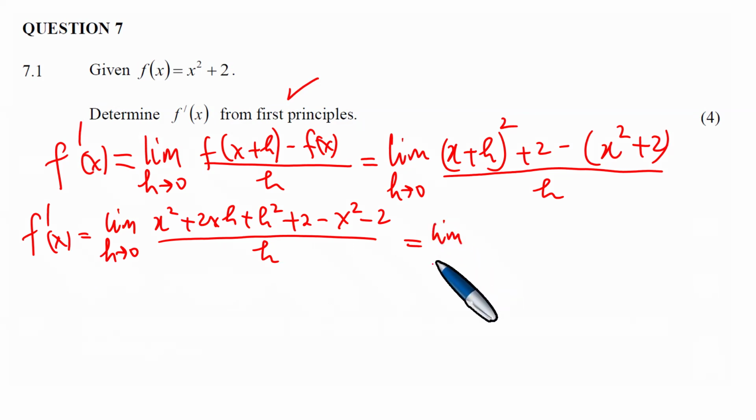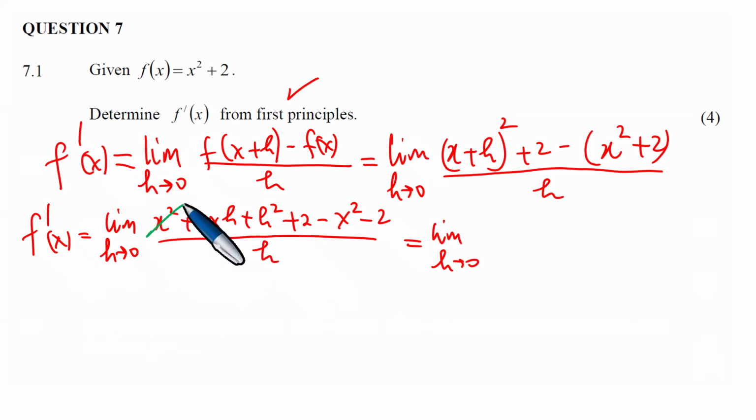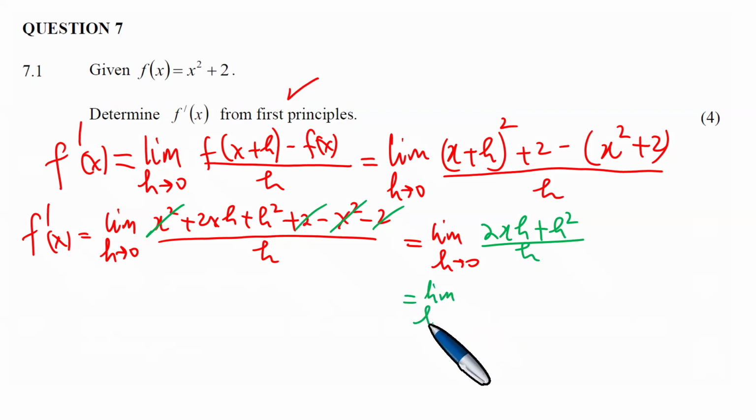This becomes the limit as h tends to 0 of the following. I told you this week is all mathematics. Every day, math, science, they're going to come in. Right, so at this point, 2 and minus 2 give us 0. We're left with 2xh plus h squared all over h, like so, becoming the limit.